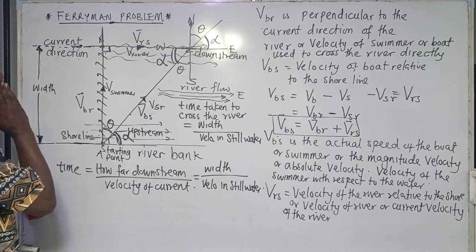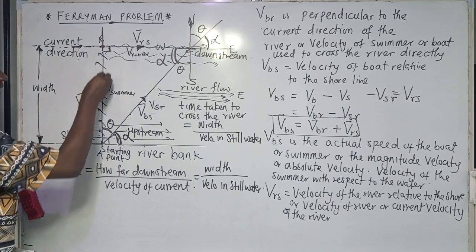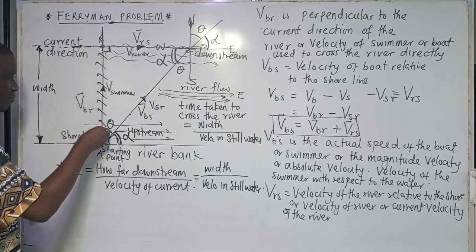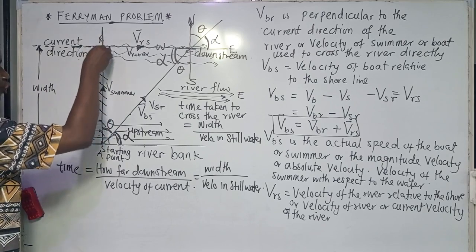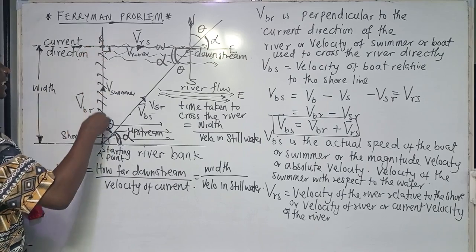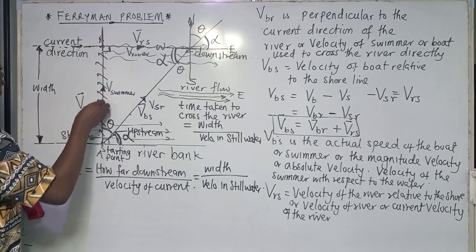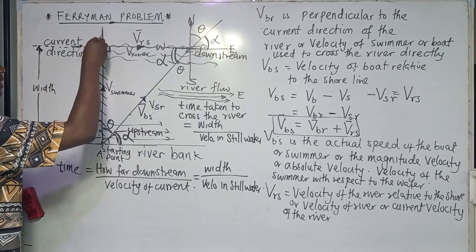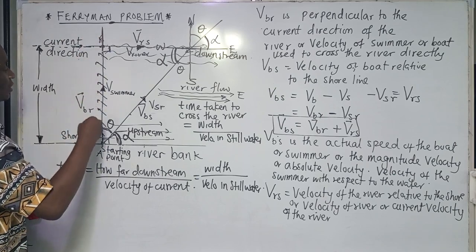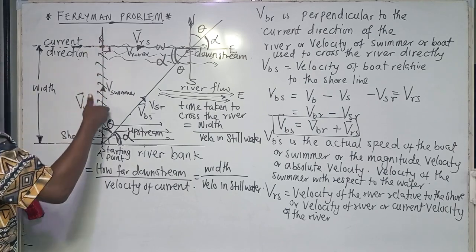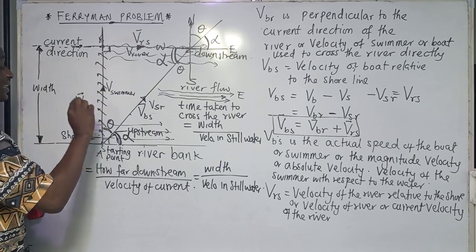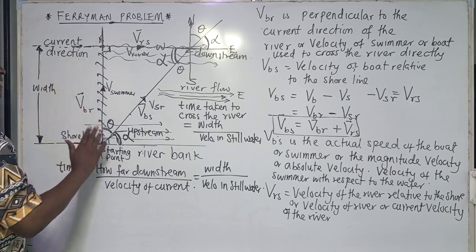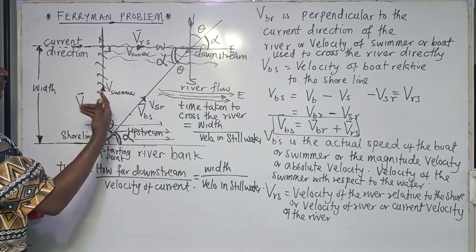So what I want you to understand is that the velocity here is the velocity of the boat relative to the river. It is also the velocity of the swimmer with respect to water, or the velocity of the swimmer in still water. It can also be called the velocity of the boat that he uses to cross the river, or the swimmer that he uses to cross the river directly. I think I've mentioned that several times. I'm just reviewing them again.